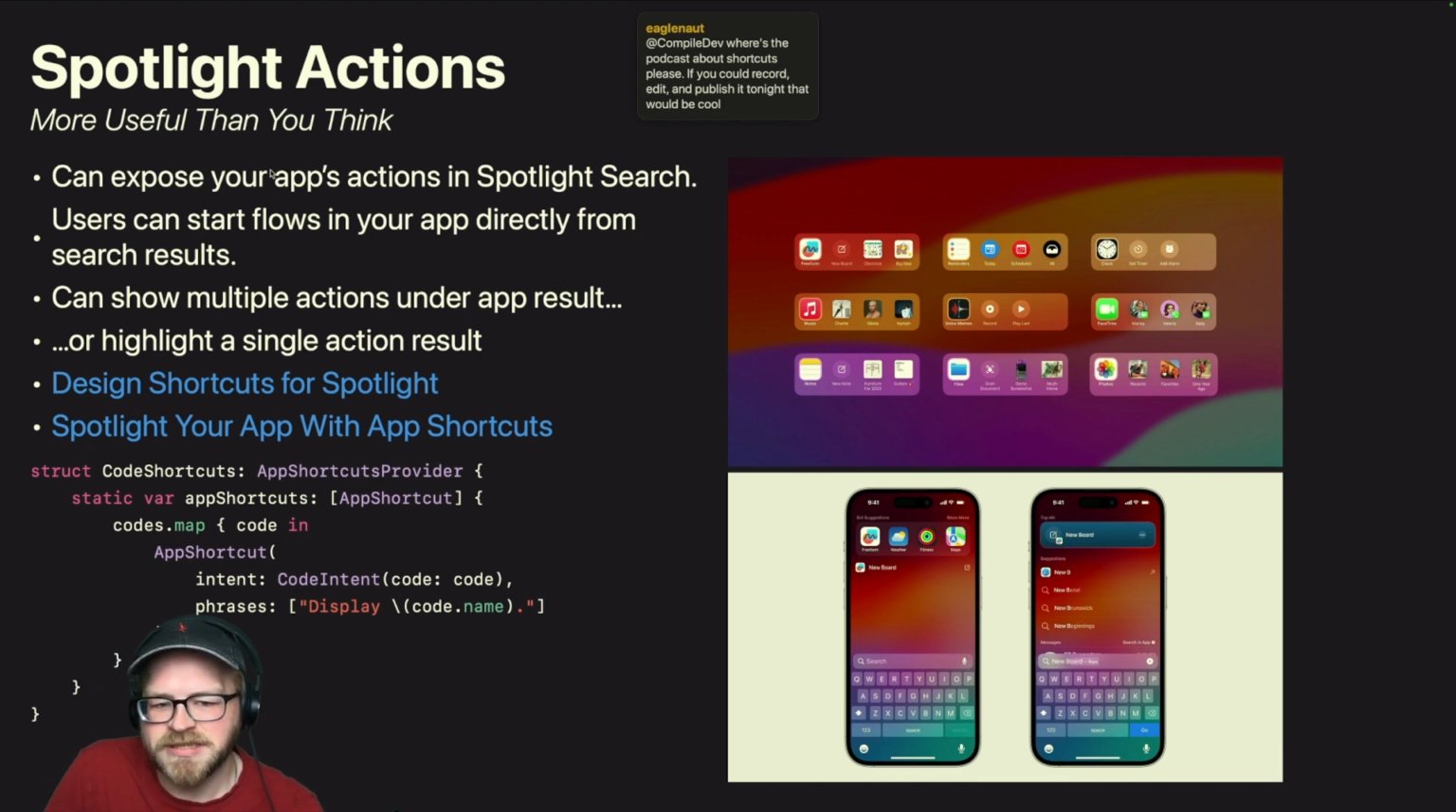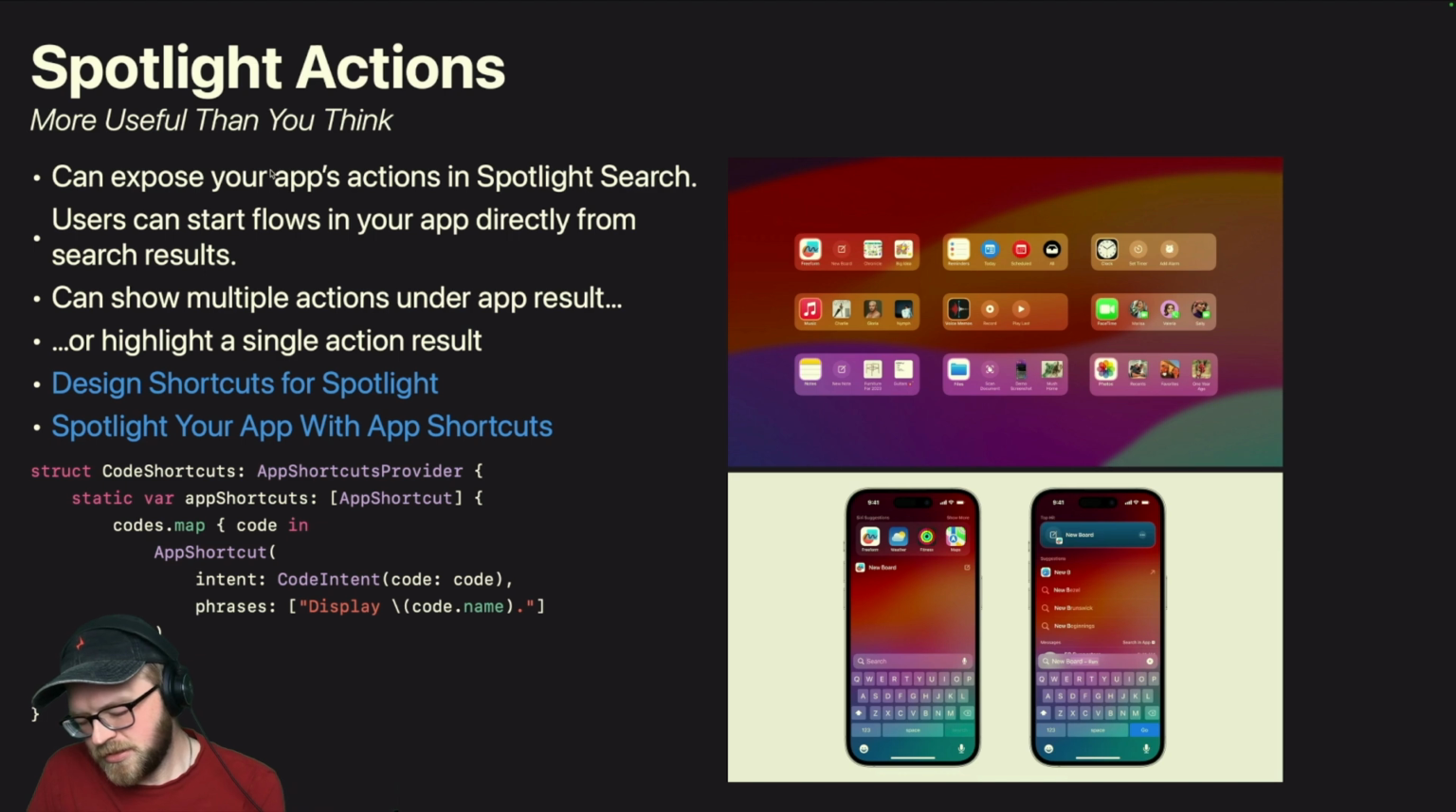Spotlight actions. This is another place to expose your app's abilities. You can start flows in your app directly through search results. And so there's a couple different ways that a user can see this. If they search for your app, you can see what you have in the top here, which is that you'll see your app and then a couple of different actions available to it.